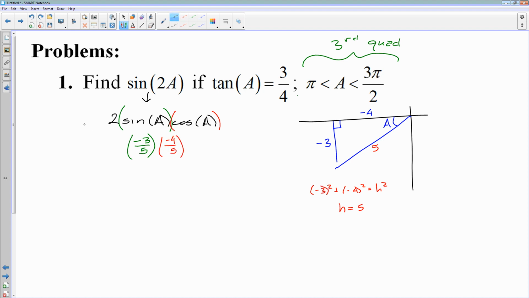And then there's this 2 at the beginning that's going to come down for the ride. And I'm going to stick it over 1 just to create a fraction, just like the rest of the problem. Then when you multiply fractions, you multiply straight across. 2 times -3 is -6, times -4 is 24, 5 times 5 is 25, and that would be your answer. So you have to draw the triangle, then you use the triangle to figure out sine and cosine and tangent and whatever else is needed.